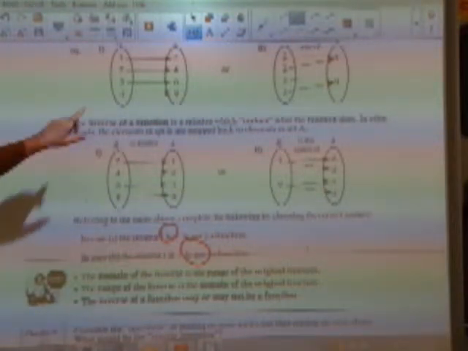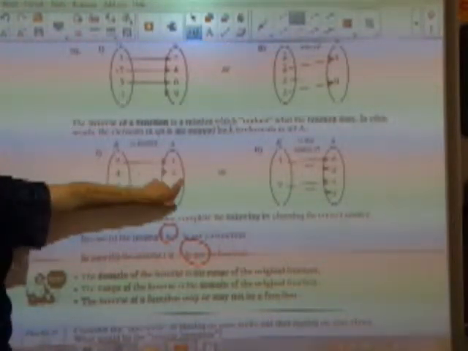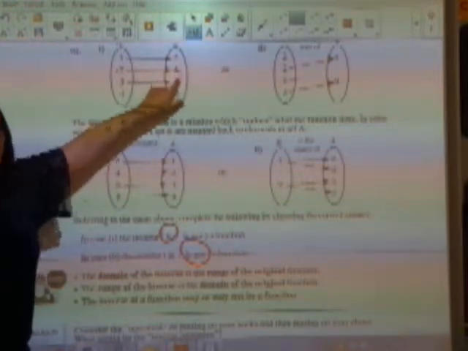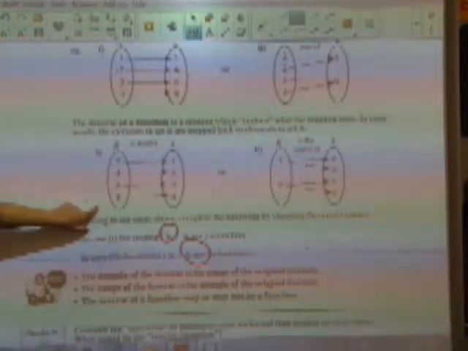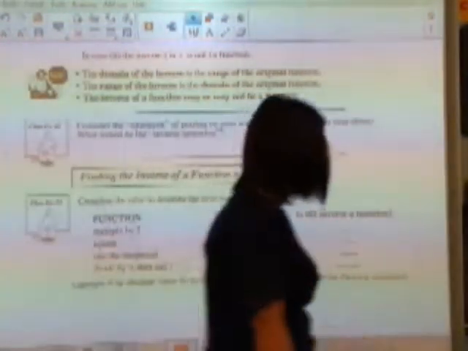Other things to remember with inverses. In an inverse function, the domain becomes the range, and the range becomes the domain. That's what an inverse means: I take that xy coordinate and I flip it around, so it becomes a yx. And the inverse function may not actually be a function itself.